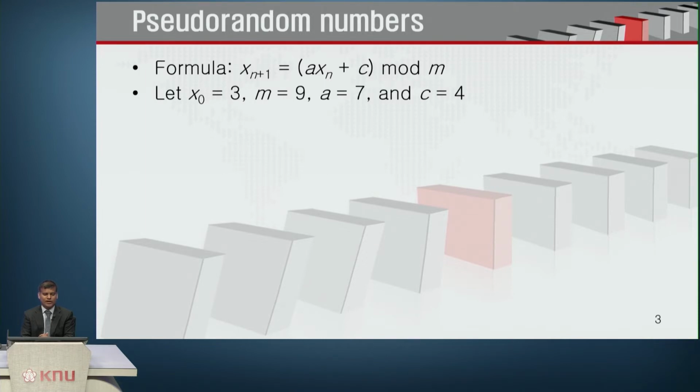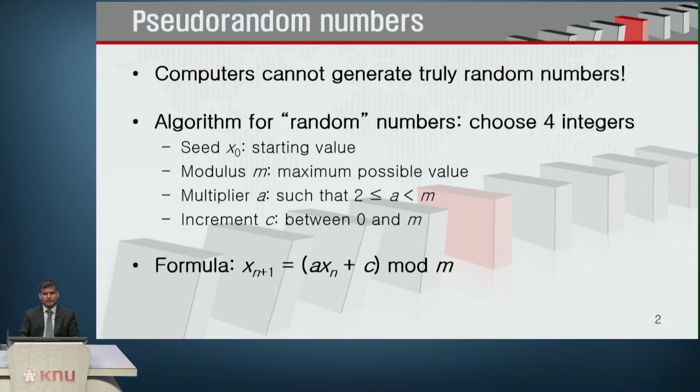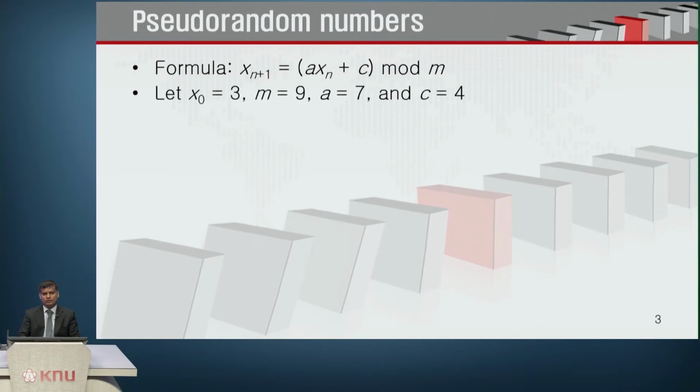So we are going to select x0, which is the starting point, to be 3, and m to be 9, and a is 7, and c is 4. Just recall what they are: c is the incrementer, a is the multiplier, and m is the maximum possible value. Okay, let's try to use this in the formula.